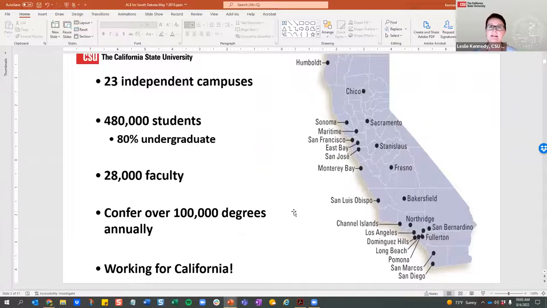So quick overview of the CSU, probably most of you know, many of you might've gone to a CSU. We're 23 campuses from Humboldt to San Diego. We have over 500,000 students. 80% are undergraduates, so we're not an undergraduate university system like what the UCs are all about. We have over 28,000 faculty, and then we confer over 100,000 degrees every year. So we have central, the state, northern, and then concentrated in the major city areas as well.